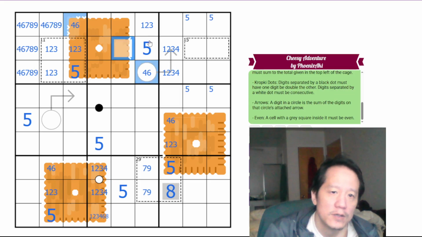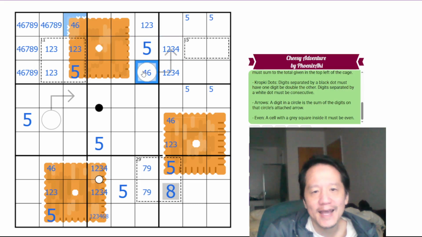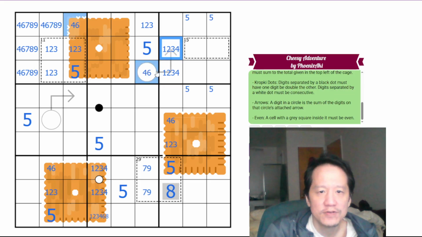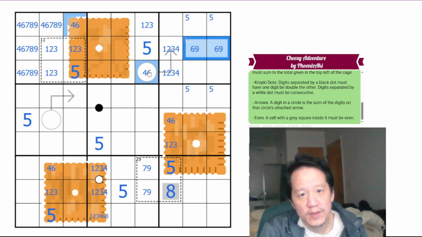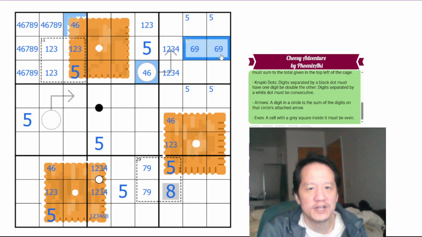Well, where can it be in row 2 then? Can't be these because this one is that digit. Can't be these because it can't be here. It cannot add up with another digit to itself, so it can't be here. It must be in this 15 cage. Therefore, this 15 cage must be 6 and 9, right? Because this has to be a 6. It cannot be 4 with something because 4 and 11 add up to 15, but 11 is not a digit. So this is 6, this is 6.